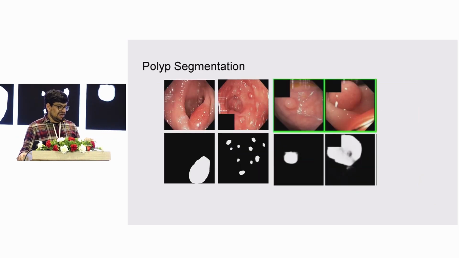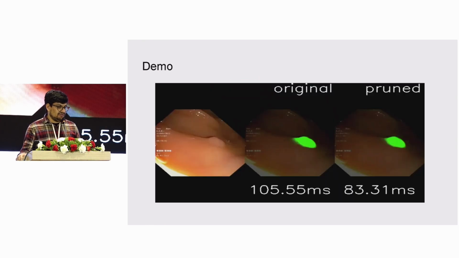Yes, this is the one case again, like the polyp segmentation. These are images from endoscopes, and the bottom row shows the boundary of the polyps in each of the images. This is the demo I already showed you before, so I'm going to skip it here.